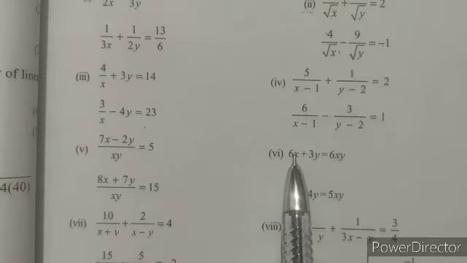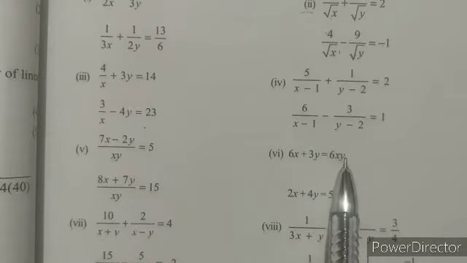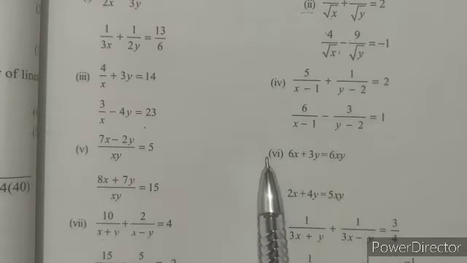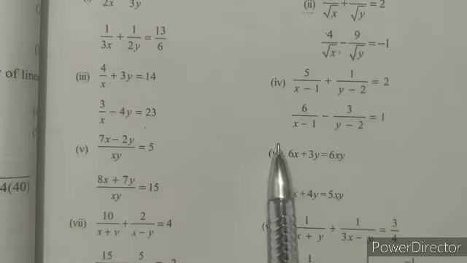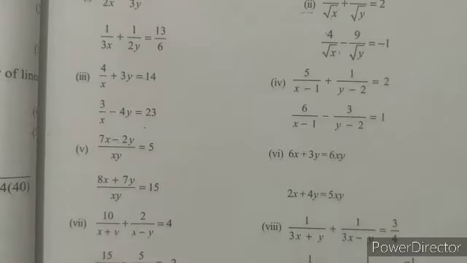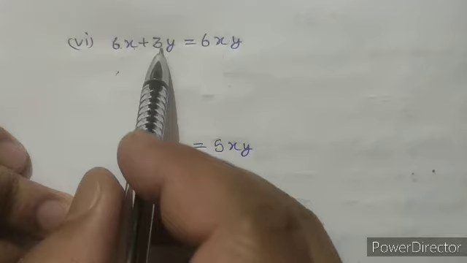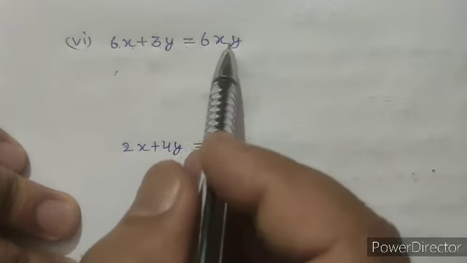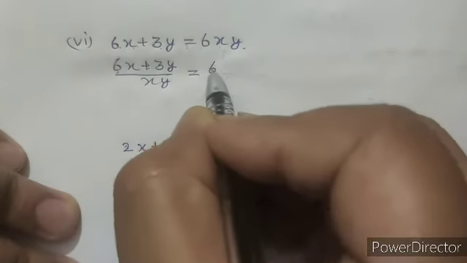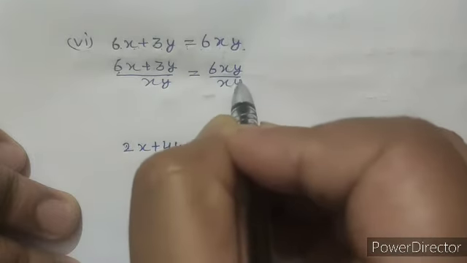Here it is given to us that 6x plus 3y equal to 6xy and 2x plus 4y equal to 5xy. Now first of all, we will convert the equations given in the sixth part into the form of the equations in part fifth. The first equation was 6x plus 3y equal to 6xy. First of all, we will divide both sides by xy. That will give us (6x plus 3y) upon xy equal to 6xy upon xy.